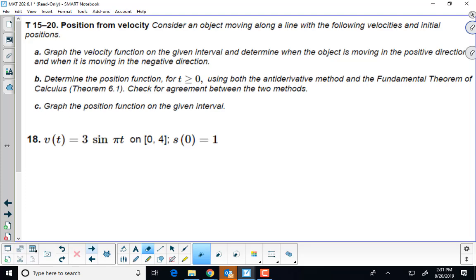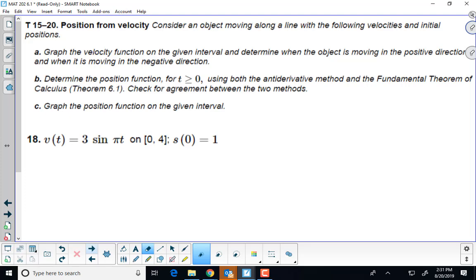Okay, so here, position from velocity. This is what I was referring to a few minutes ago when I said we're going to have two different ways to find future position. And you've kind of seen this in algebra. They talked about the future value of investments. We're going to see this concept a lot, where we talk about future value.